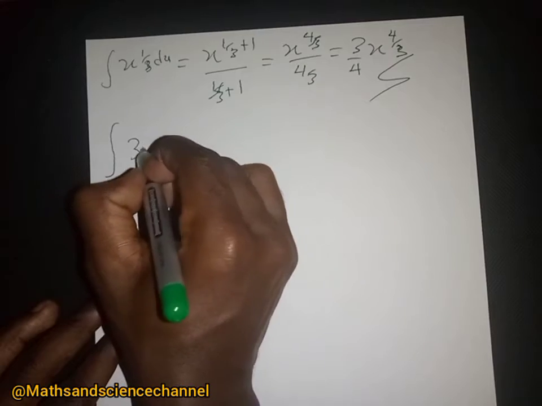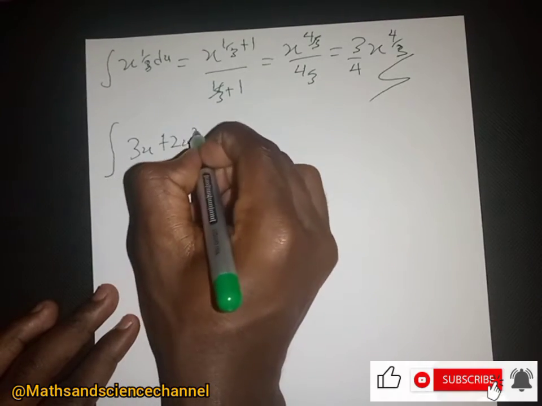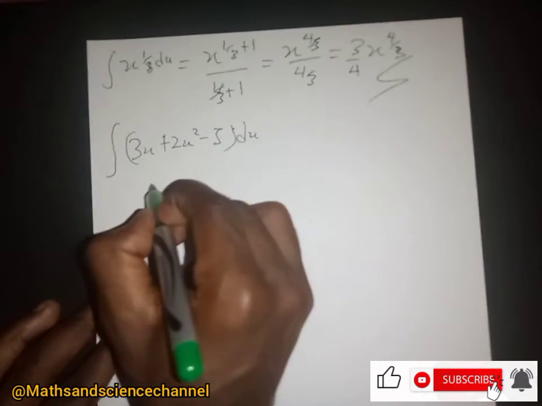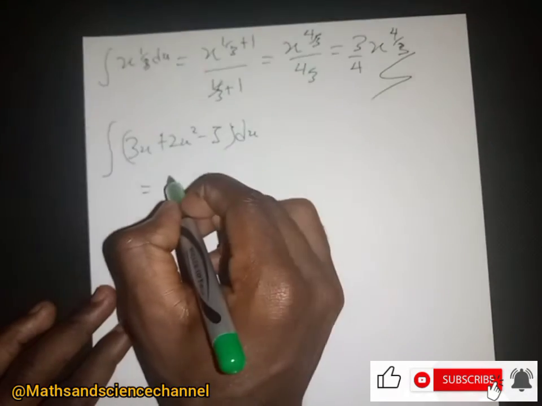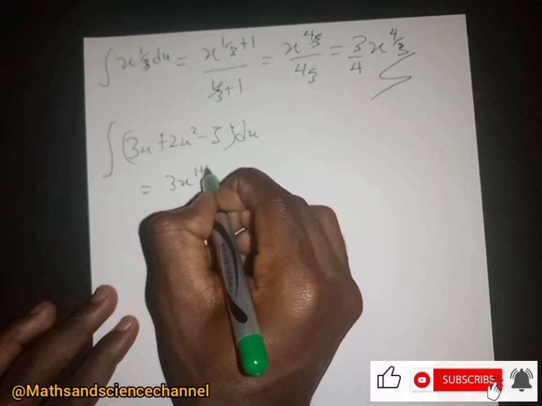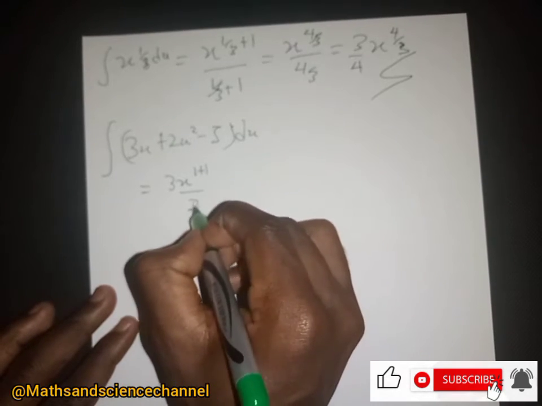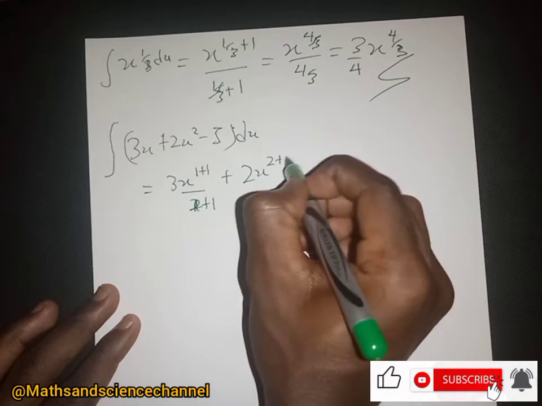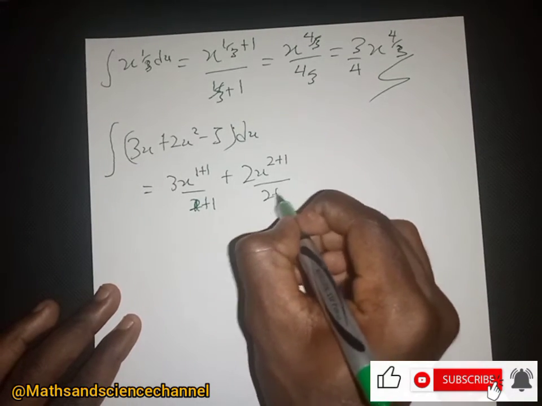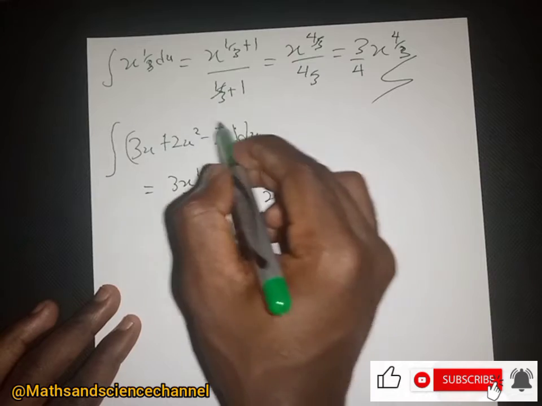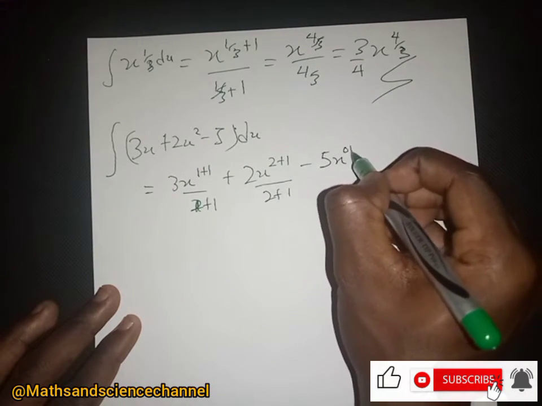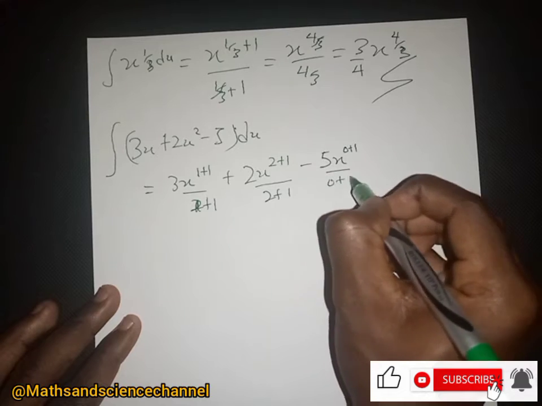So we can have the integral of 3x plus 2s squared minus 5, dx, and integrating this, we take this first: s to the power 1 plus 1 divided by 1 plus 1. So let's do it step by step. 2s to the power 1 plus 1 divided by 2 plus 1. Then if you integrate a constant, you just get 5s, because it's s to the power 0 plus 1 divided by 0 plus 1, plus c.